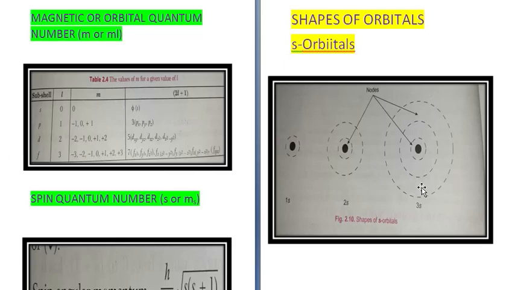The region where probability of finding the electron is 0 is called nodes. See, these are the nodes. These are the regions where probability of finding electron is 0. So they are called node or nodal surface. You need not go into too much detail, but you must know that the nodes are the points where probability of finding electron is 0.